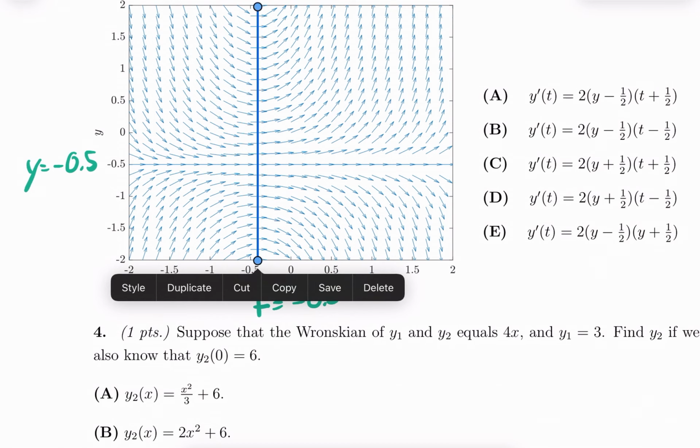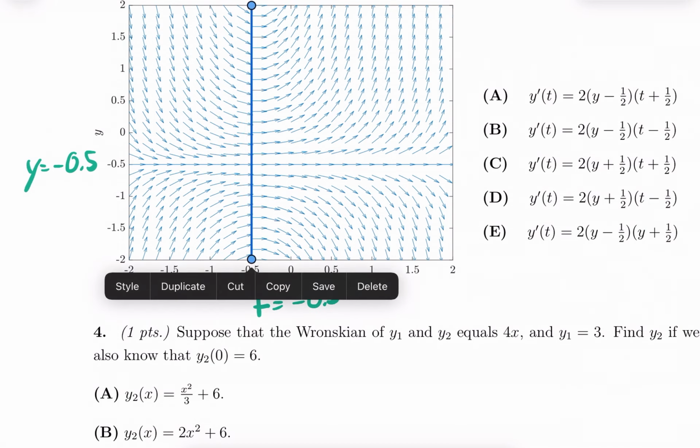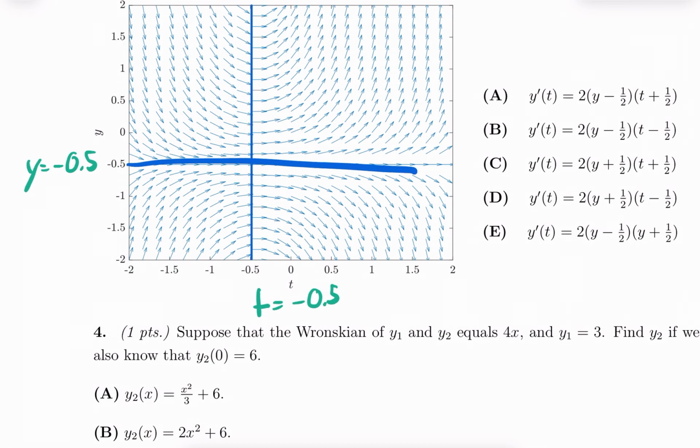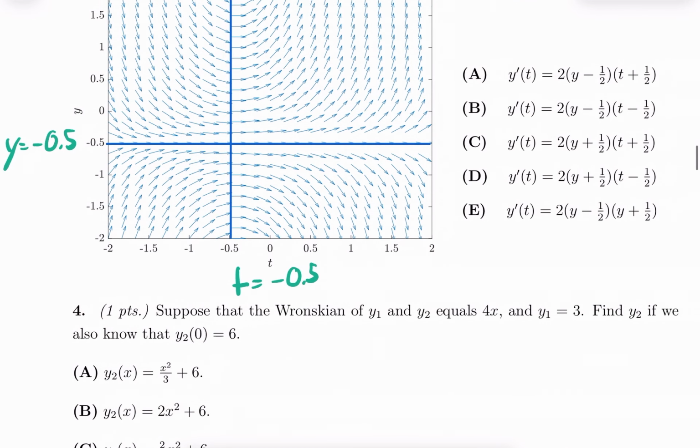And I want to move this over. See how all of those are zeros? And then also alongside here. That's what I first noticed, okay? So I'm looking in these functions for when I put in y at negative 0.5, I should get 0 for y prime. And when I put in t at negative 0.5, I should also get that. So let's go one by one.